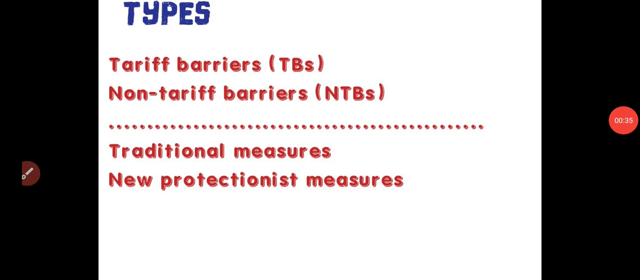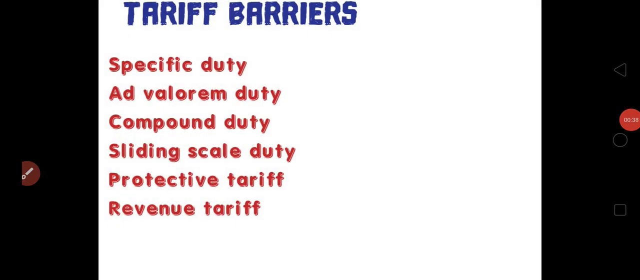So first we have tariff barriers and non-tariff barriers. Let's first look at the tariff barriers. Tariff is a tax imposed on the import or export of goods or services. So tariff is a tax imposed by the national government or central government on the commodities or services being imported or exported. That means tariff is either import duty or export duty. Tariff is of different kinds. That could be specific duty, ad valorem duty, compound duty, sliding scale duty, protective tariff and revenue tariff.